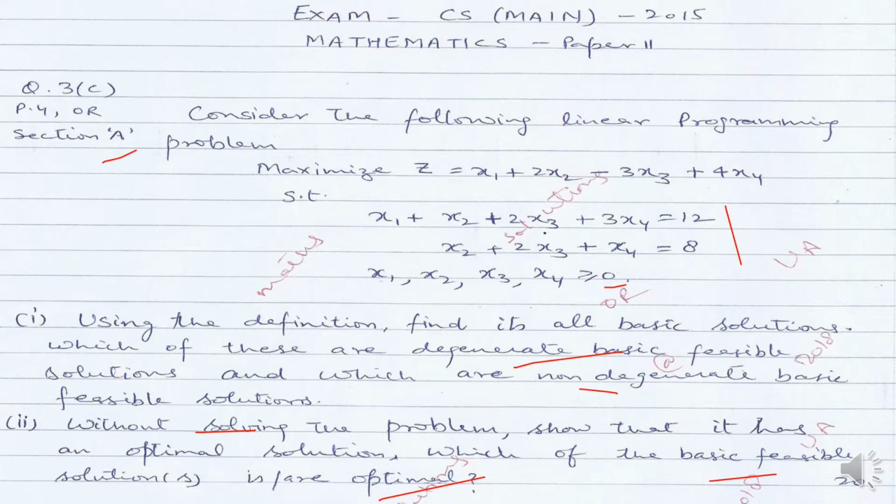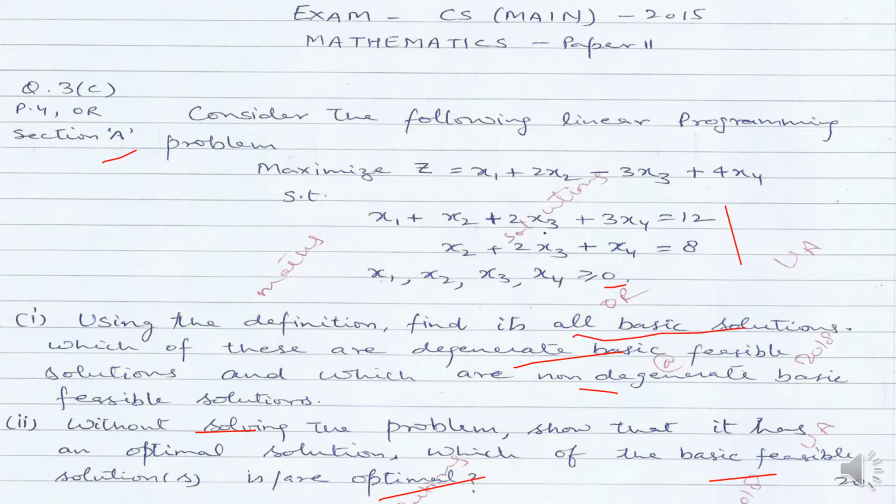Here we can see that there are four variables in the objective function and in the equations also, but there are only two equations. It means there are two independent variables and two dependent variables out of these four, x1, x2, x3 and x4. So the question says, using the definition find all its basic solutions. Which of these are degenerate basic feasible solutions and which are non-degenerate basic feasible solutions?